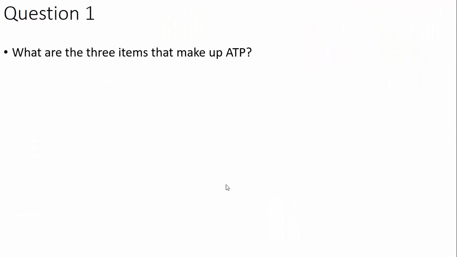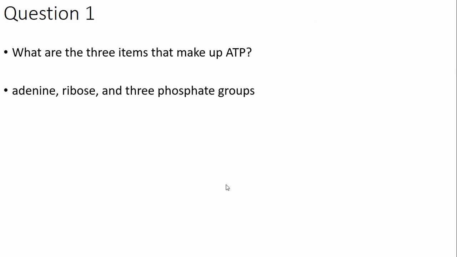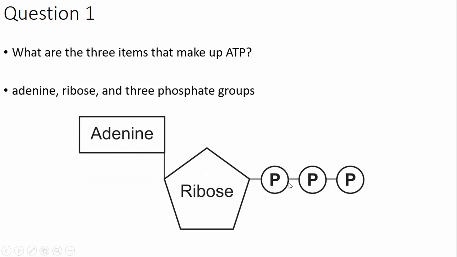Question 1 on your study guide says, what are the 3 items that make up ATP? That is adenine, ribose, and the 3 phosphate groups. We have T, which stands for the triphosphate. So we have adenine, ribose, and the 3 phosphate groups.